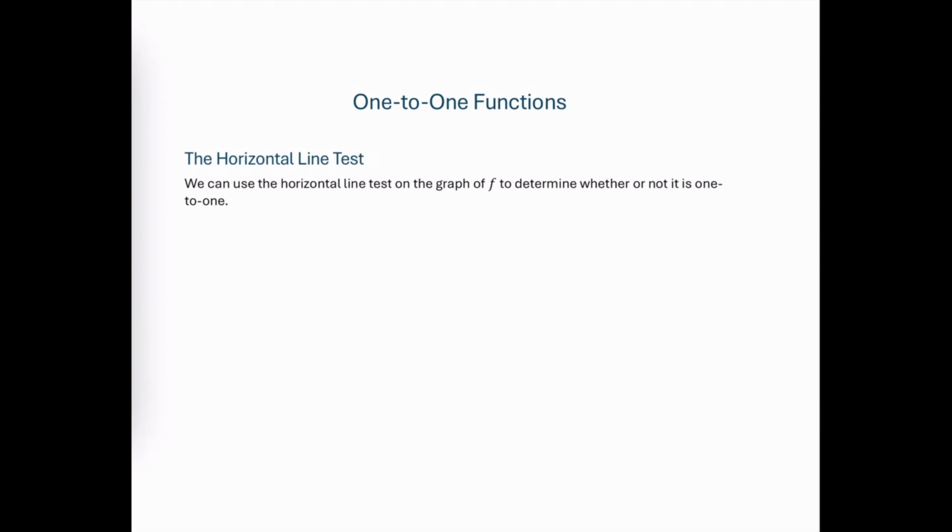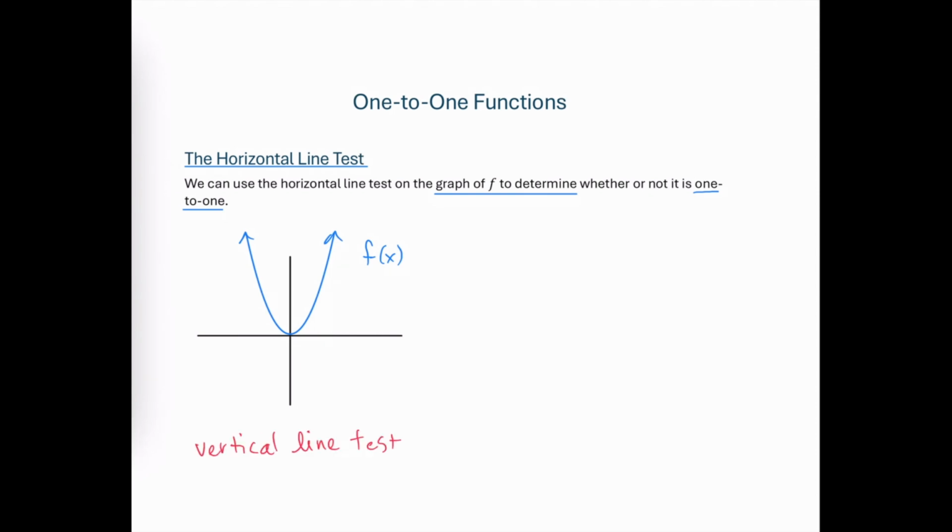When we're given the graph of a function, we can use what's called the horizontal line test to determine whether or not that function is one-to-one. Let's recall that if we're given the graph of a function, we can use the vertical line test to see if this graph is actually a function. If vertical lines intersect our graph at no more than one place throughout the domain, then we say, yes, this is a function. A function is one-to-one if its inverse is also a function.